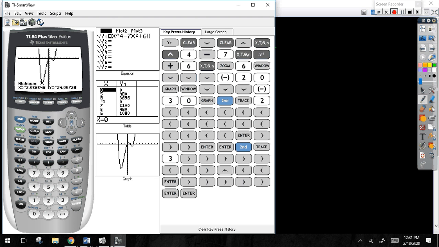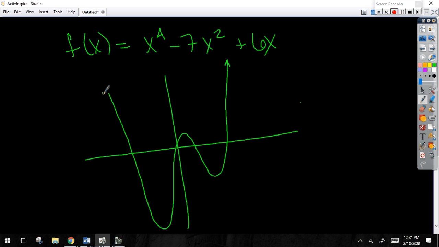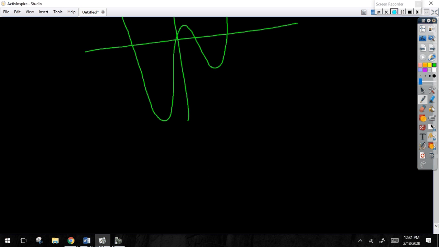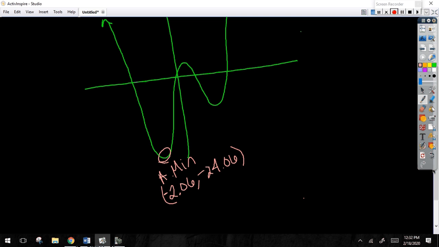So what you will have to do is I'll give you an equation, I'll ask you to sketch it, label the critical points, and tell me their coordinates. So if I'm here, I've got this graph that kind of does this. And we said this is an absolute min. And the coordinates of that absolute min are -2.06, -24.06. Everybody good?